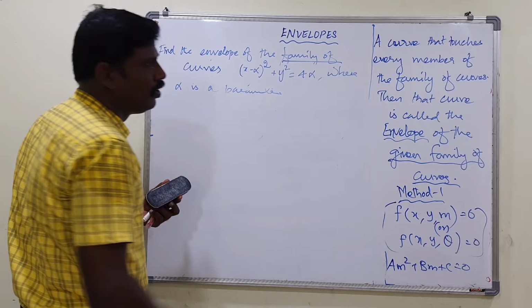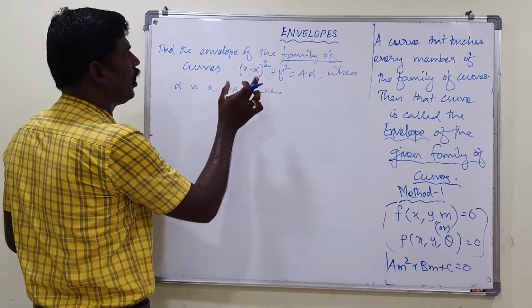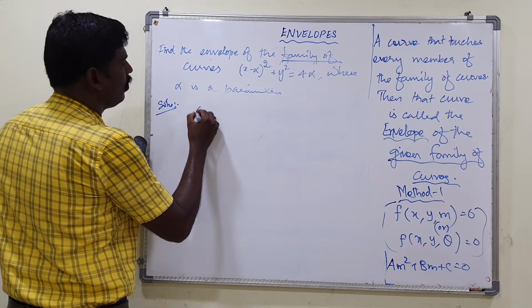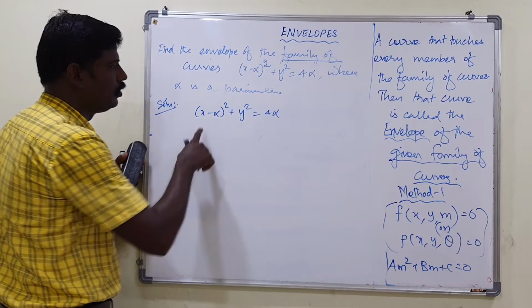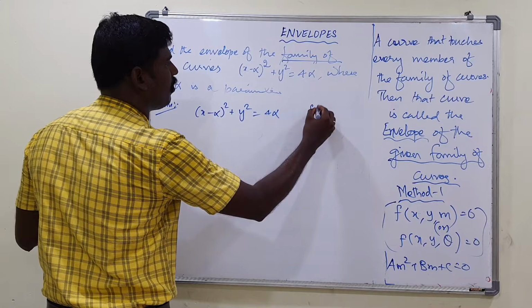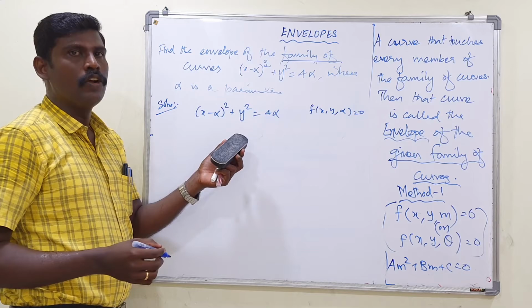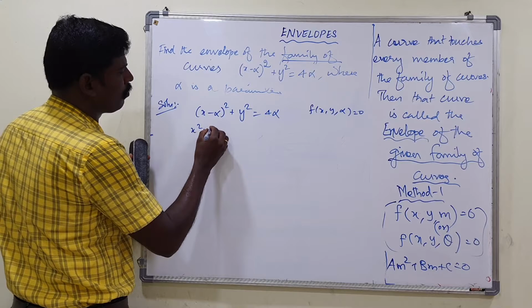So the given family of curves is here. So I am going to find the envelope of this family of curves. So, solution. (x minus alpha) the whole square plus y square equal to 4 alpha. So this is in the form of f of x comma y comma alpha equal to 0. Now I am going to write this equation as a quadratic equation in alpha. By expanding through the (a minus b) whole square formula, x square plus alpha square minus 2x alpha plus y square minus 4 alpha equal to 0.